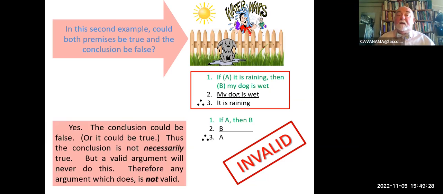Well, yes. Suppose the neighbors are having a water fight with water balloons and one of them gets my dog. Yeah, the dog's wet, but it's not raining. So it could be false that it's raining even though my dog is wet. The conclusion is not necessarily true, but a valid argument is never going to do this. Therefore, what do we know? We know that this one is invalid. This was definitively invalid. It's always invalid. By the way, whenever you encounter this argument again in any circumstance, whether it has to do with dogs and wetness or whatever the content is, whenever you encounter this form, it is invalid.